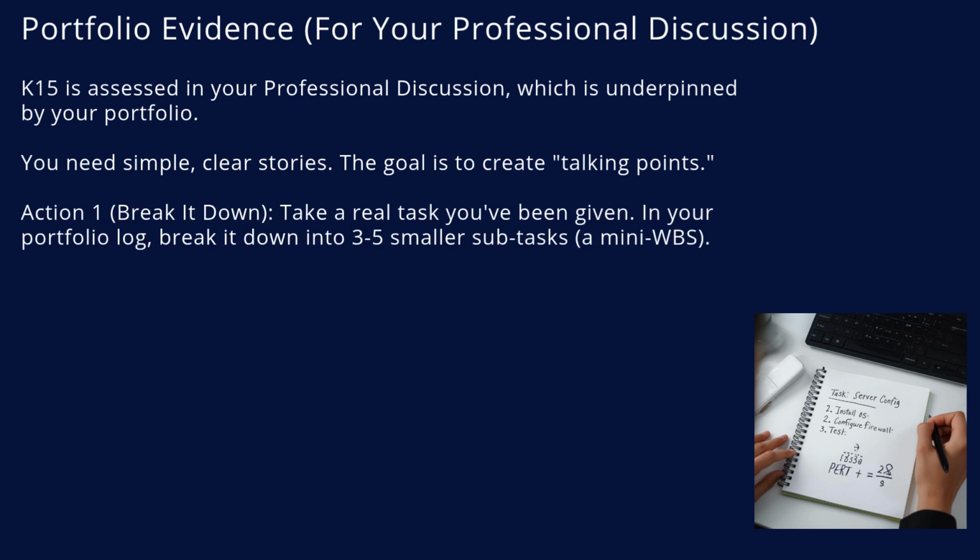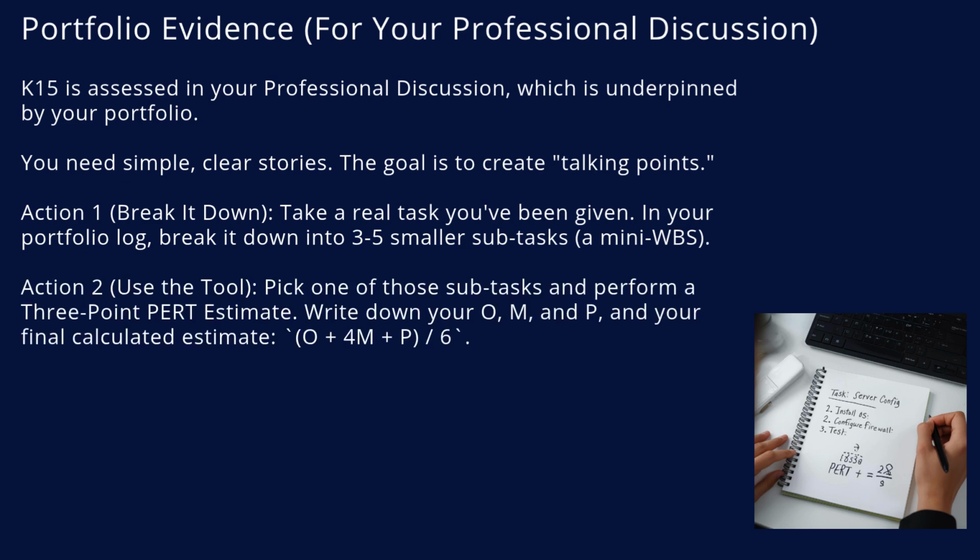First, action 1, break it down. The next time you get a task, don't just do it. In your portfolio log, write it down and break it into 3 to 5 smaller subtasks. That's the start of a bottom-up estimate. Second, action 2, use the tool. Pick one of those small subtasks and apply the 3-point PERT estimate. Write down your optimistic, most likely, and pessimistic times. Then, show your working for the PERT formula.